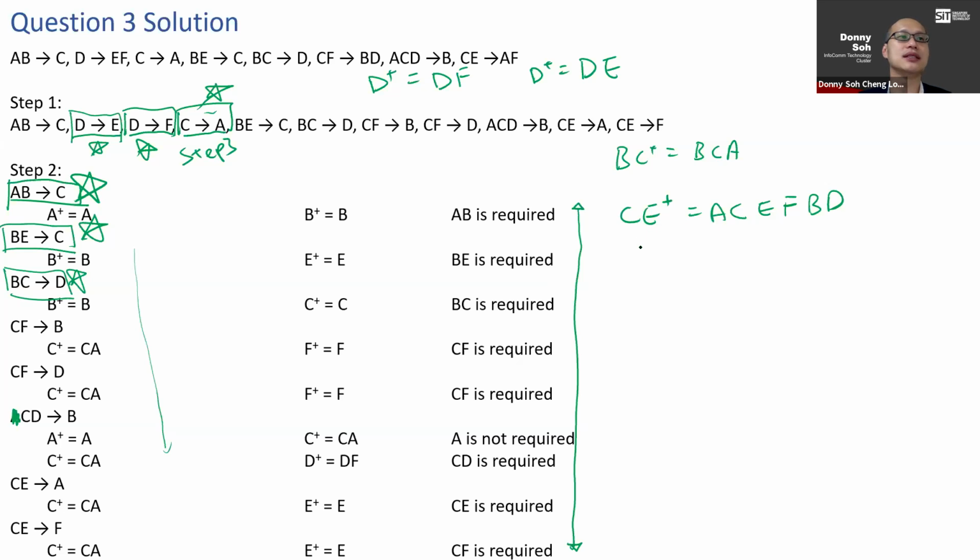But in this situation, you notice that CE by itself implies A. So here we don't really need this because C implies A already. So we don't really need this to occur. It means that we don't need this functional dependency at all.